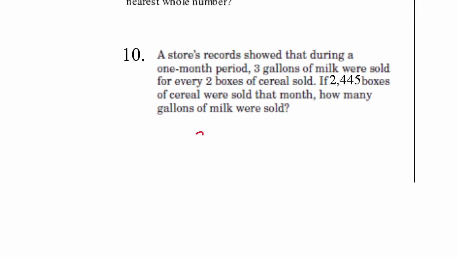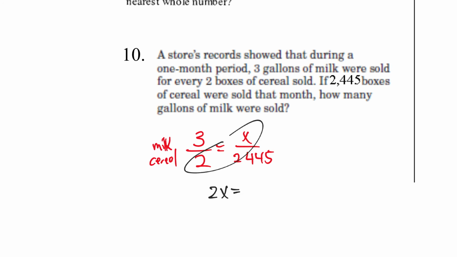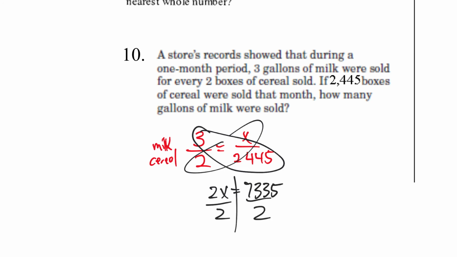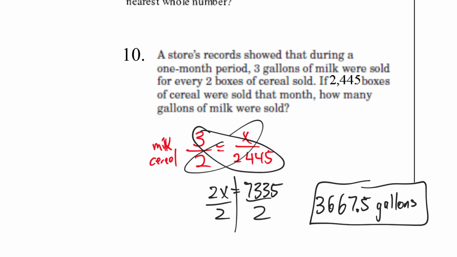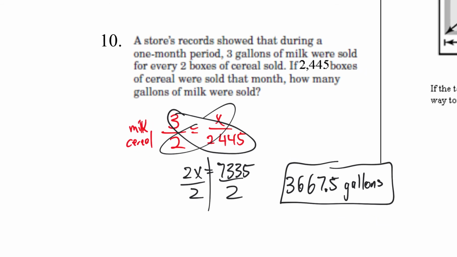Okay, number 10. So there's 3 gallons of milk to cereal. So there's 3 to 2. And we're looking for the number of gallons of milk for 2,445. So we're going to cross multiply again here. So you get 2x equals 73.35. Then you divide both sides by 2. And you get 3,667.5 gallons. Which, of course, you can't buy half a gallon, so you have to round that up or down.